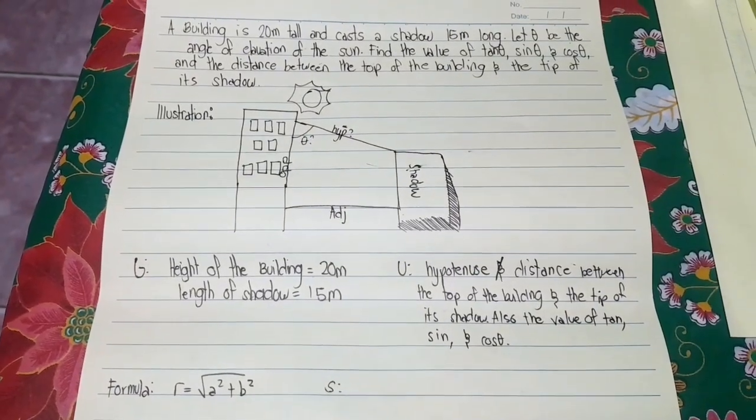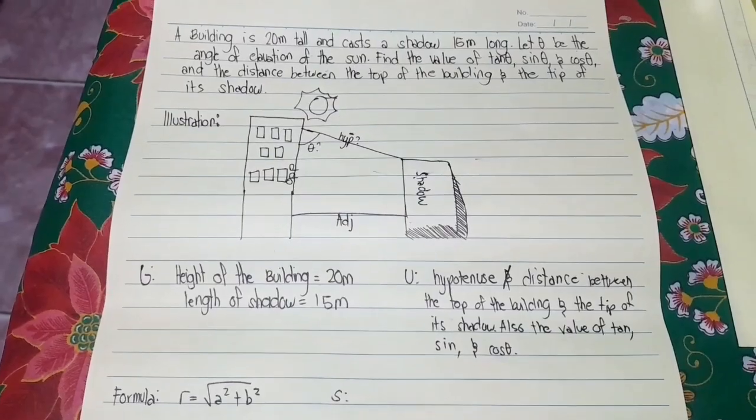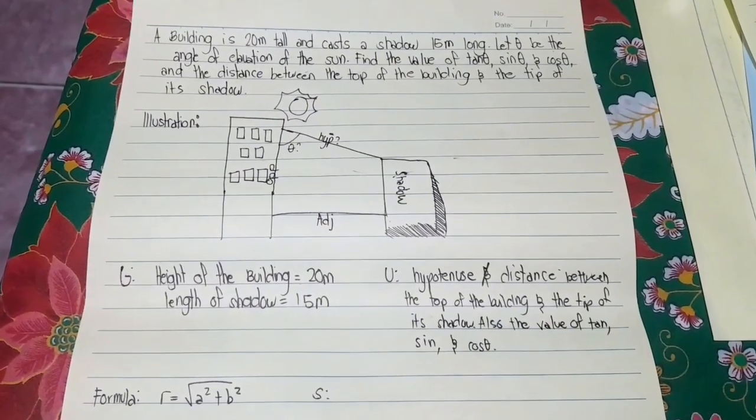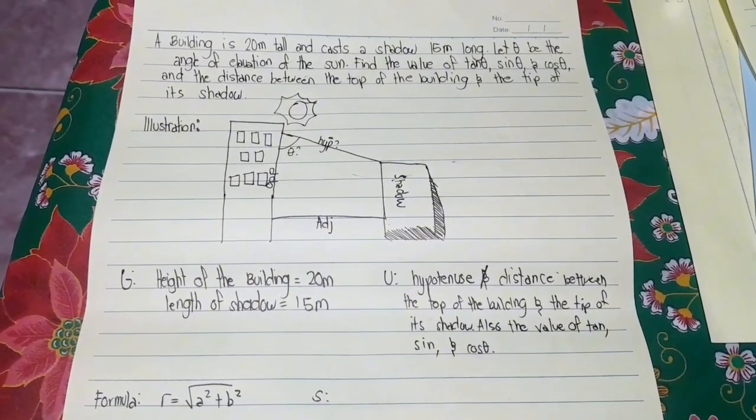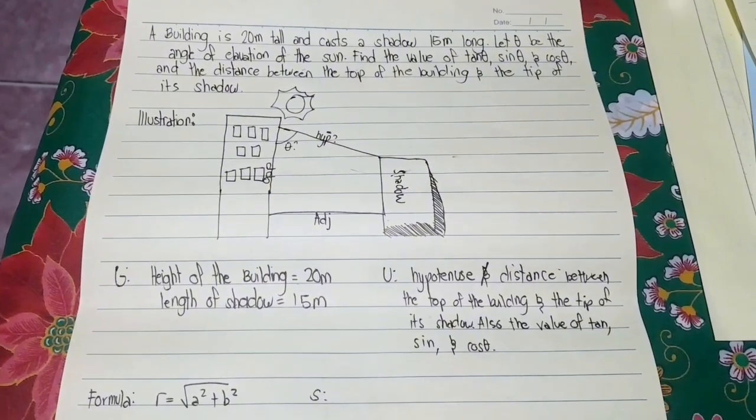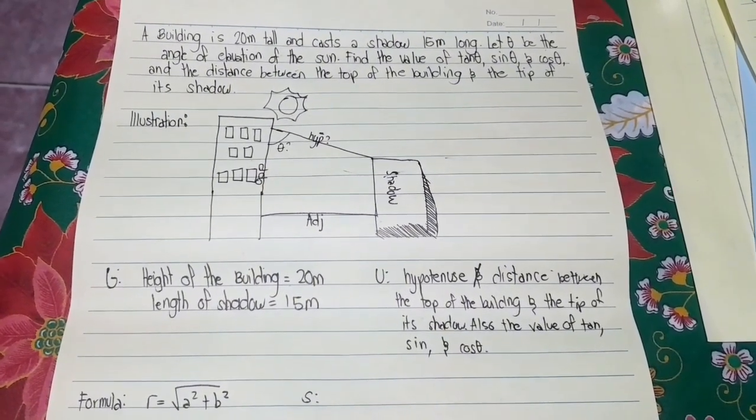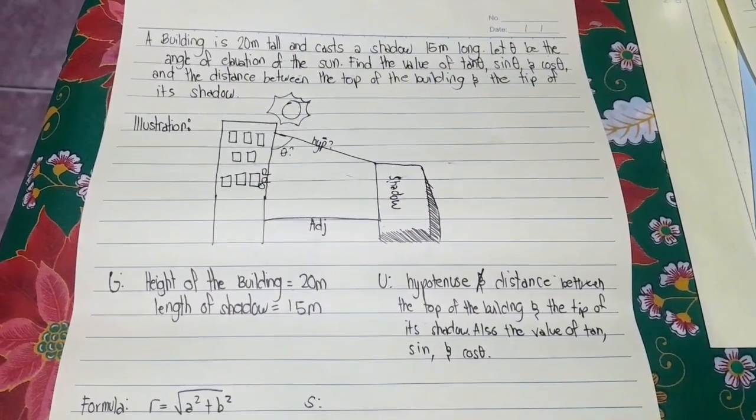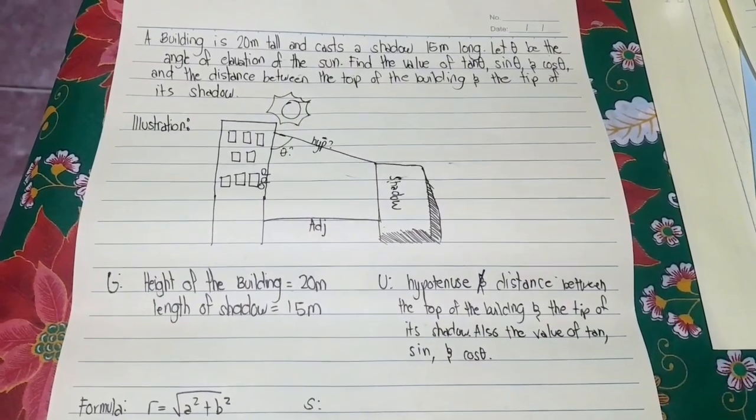And now, let's proceed to solving situational problems involving trigonometric identities. We have a word problem: a building is 20 meters tall and casts a shadow 15 meters long. Let theta be the angle of elevation of the sun, and find the value of tan theta, sin theta, and cos theta, and the distance between the top of the building and the tip of its shadow.